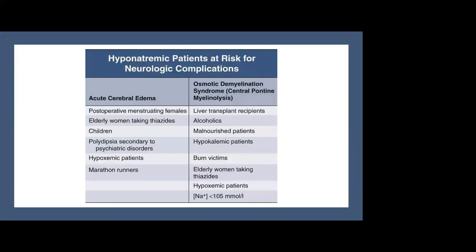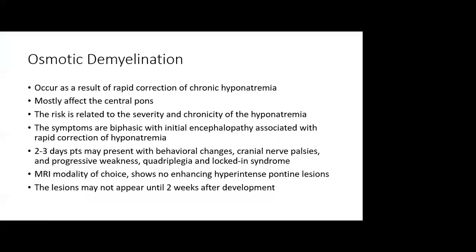So who are the people at risk of developing neurological complications of hyponatremia? Postoperative menstruating females, elderly women taking thiazides, children, and of course, hypoxic patients and marathon runners. And like I said, osmotic demyelination syndrome, I will talk about as we go on. Osmotic demyelination occurs as a result of rapid correction of chronic hyponatremia and mostly affects the central pons. It used to be thought that it exclusively affects the pons, but we now know that even though the predilection is towards the pons, other parts of the brain actually get to be involved.